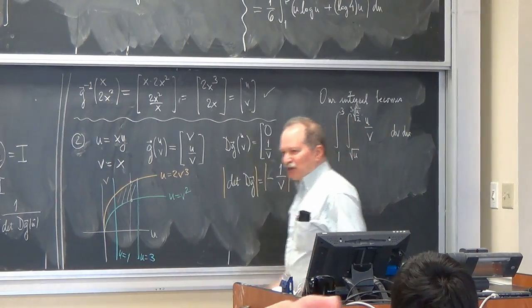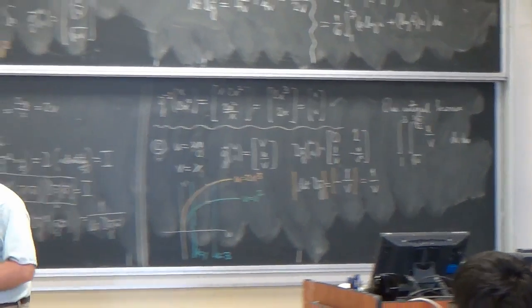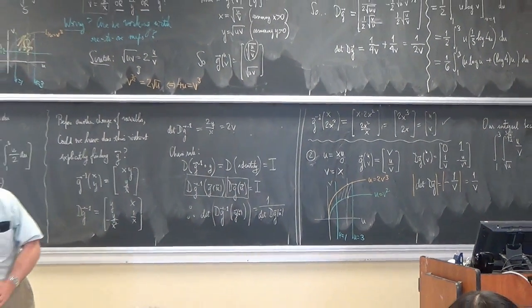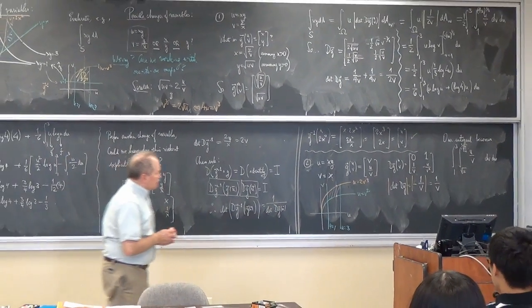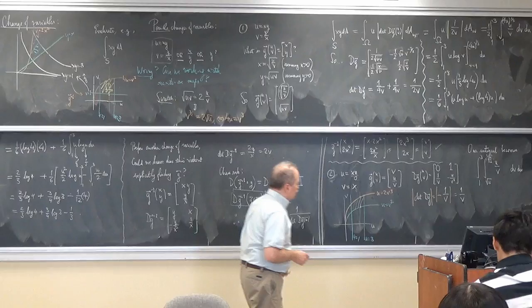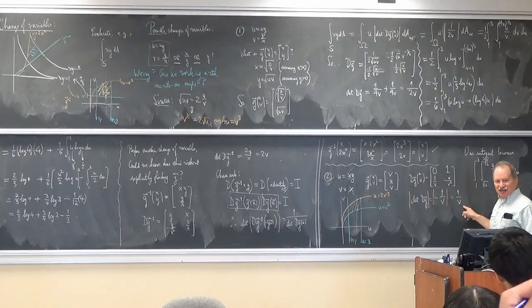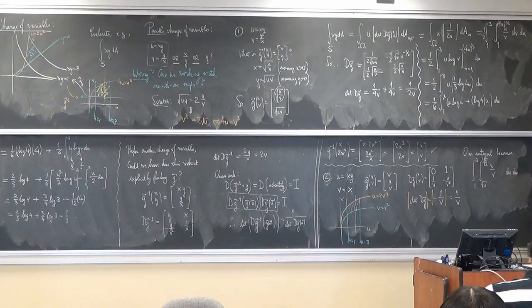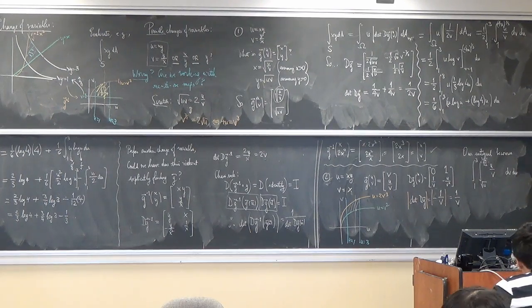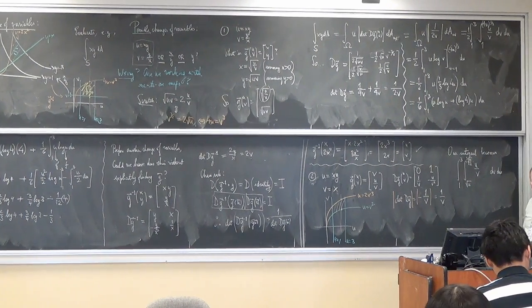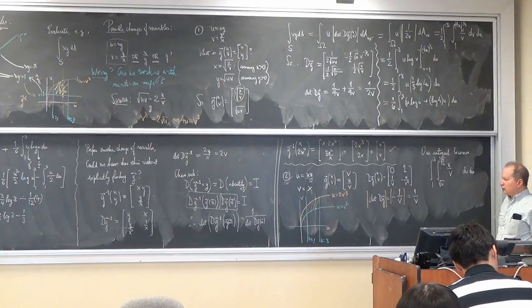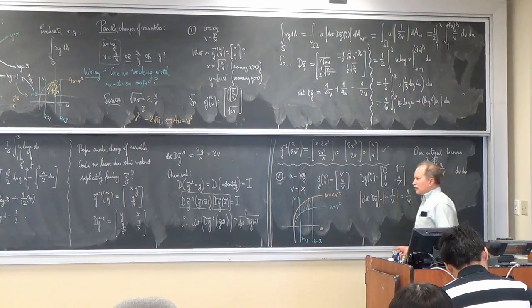Okay, I'm done with this. Any questions? Why can't we just get rid of the absolute value marks? Well, I took the absolute value of a negative number and said it was a positive number. Okay, I get it now.